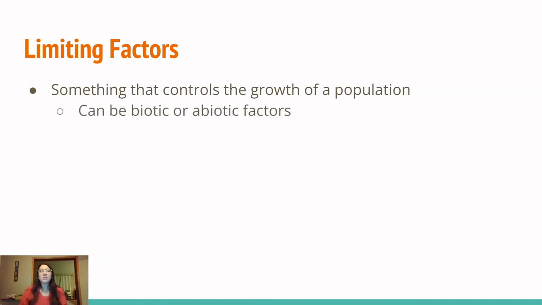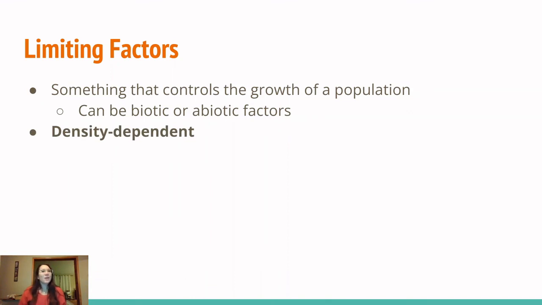And these limiting factors can be biotic or abiotic factors. So if we remember from last chapter, biotic, living things, abiotic, non-living things. The food source, that's a biotic factor. It's going to limit your population. Water being available or not, obviously is also going to limit the growth of a population. That would be non-living. That's an abiotic factor.